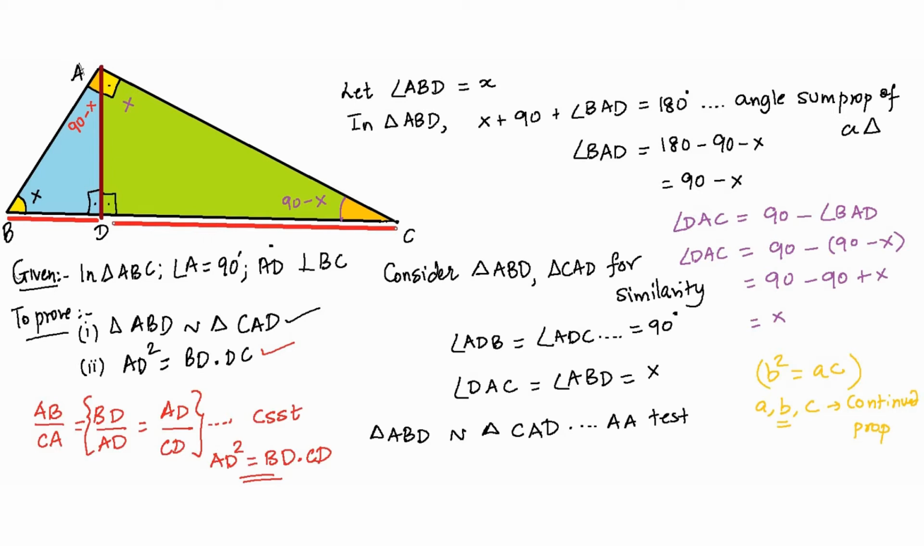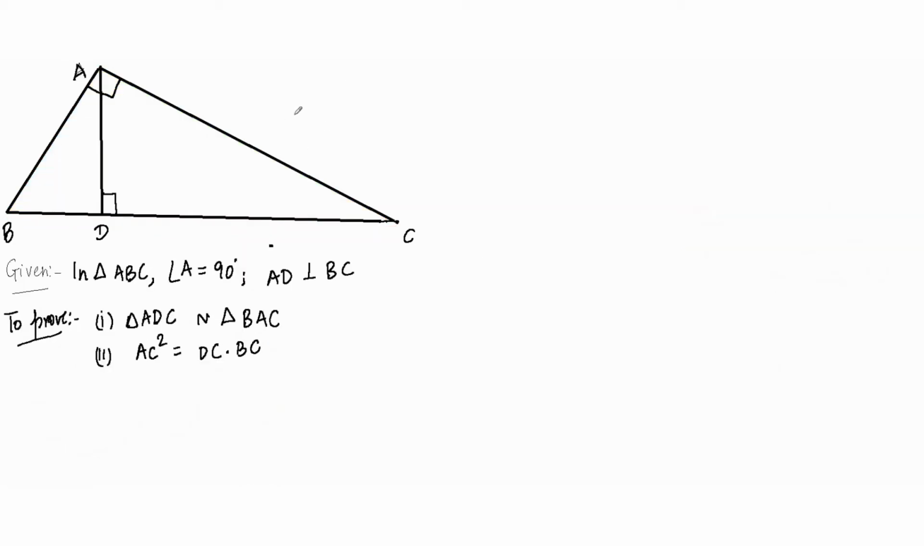Moving on to the next question. So let's consider this particular question now. We again have a right angle triangle at A and we have AD perpendicular to BC. So this is very much similar to the previous question. The given diagram is very much similar. We now have to prove that triangle ADC is similar to triangle BAC, that is the whole triangle.